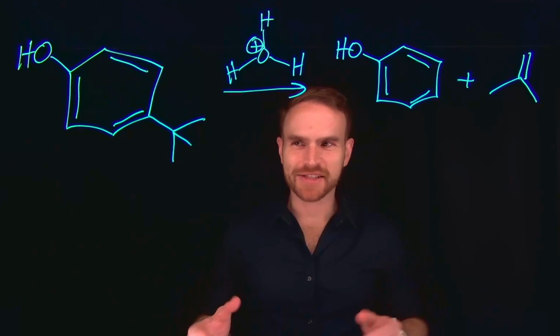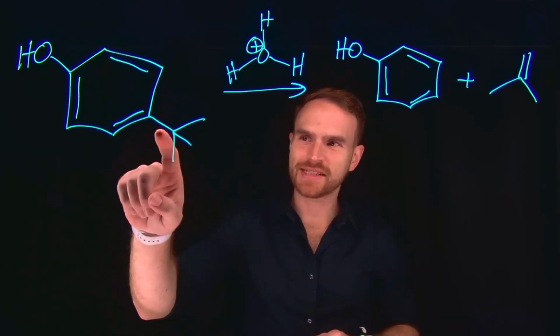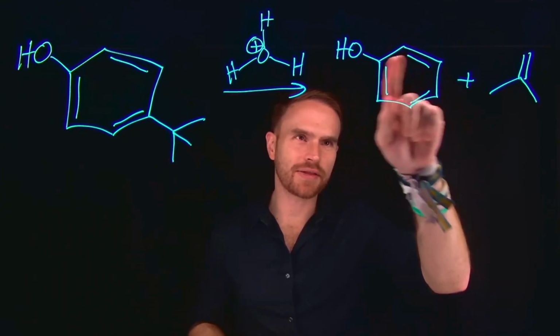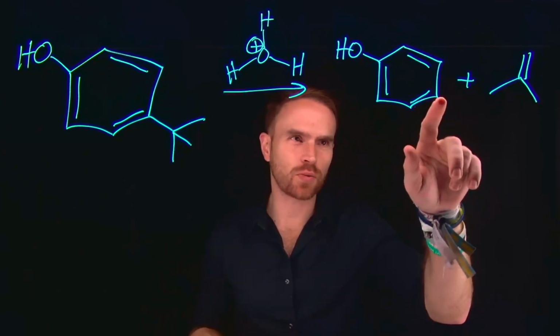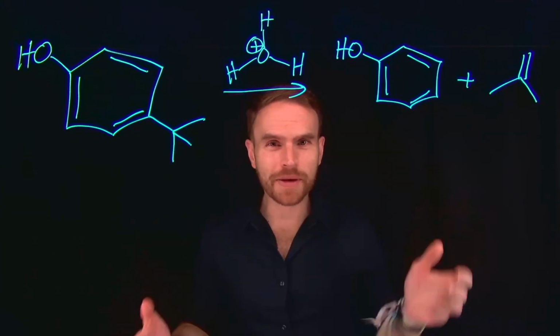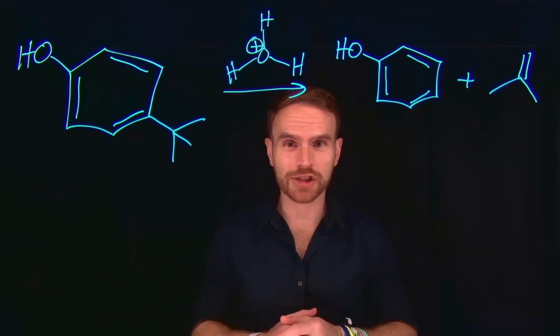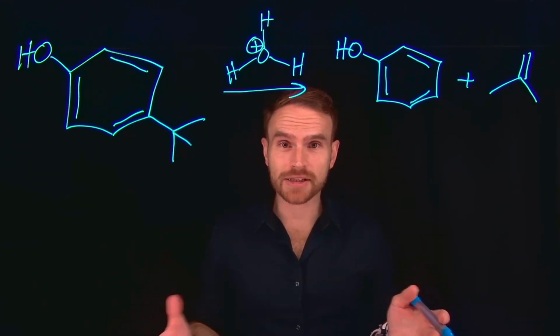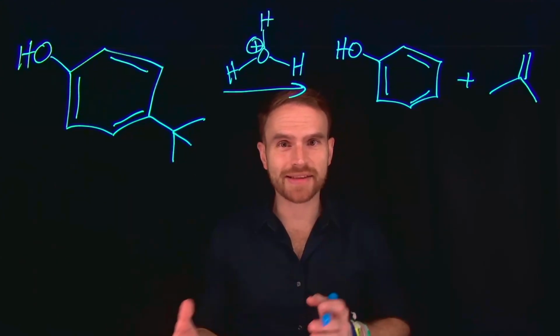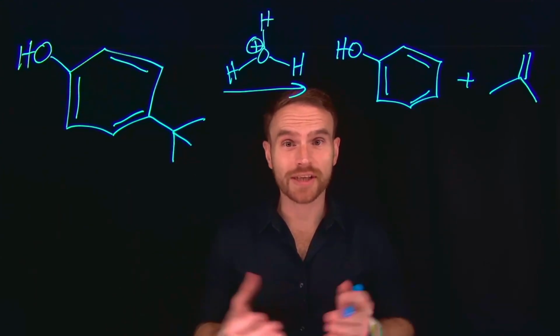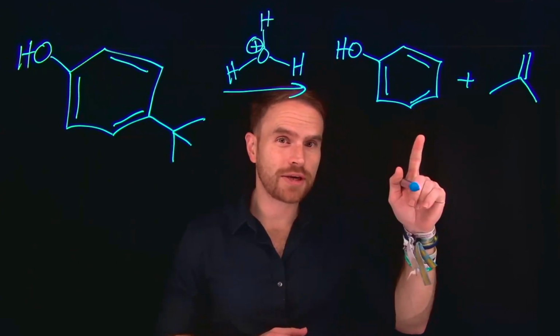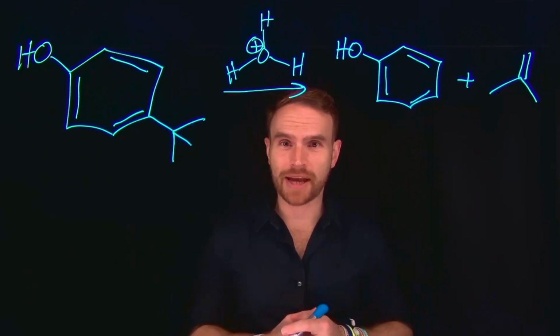In this mechanism, it appears what's happening is that this tert-butyl group is leaving this benzene ring and being replaced with a proton, or a hydrogen atom, in what appears to be like a reverse electrophilic aromatic substitution reaction. Therefore, just like in electrophilic aromatic substitution reactions, I would expect that this mechanism would proceed via what's called a sigma complex. I have a whole video here that you can check out about electrophilic aromatic substitution in case you need a refresher.